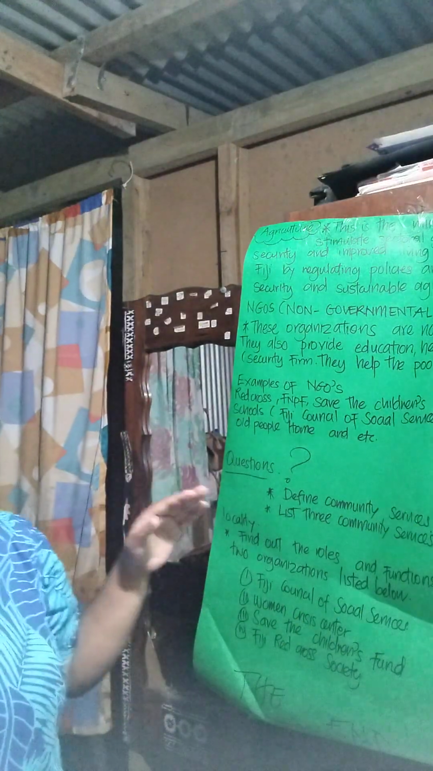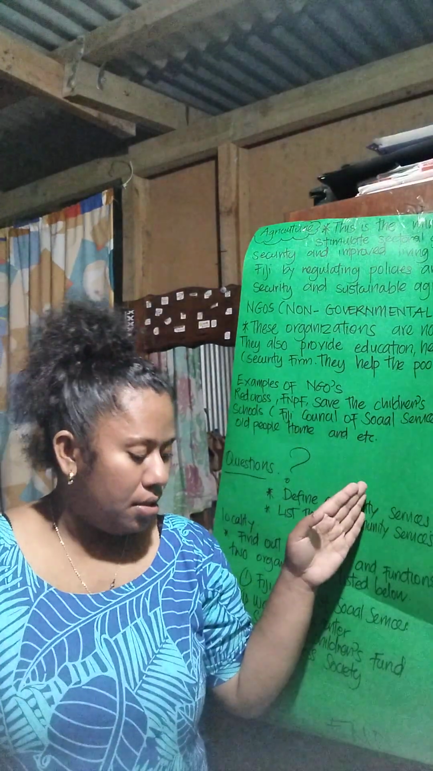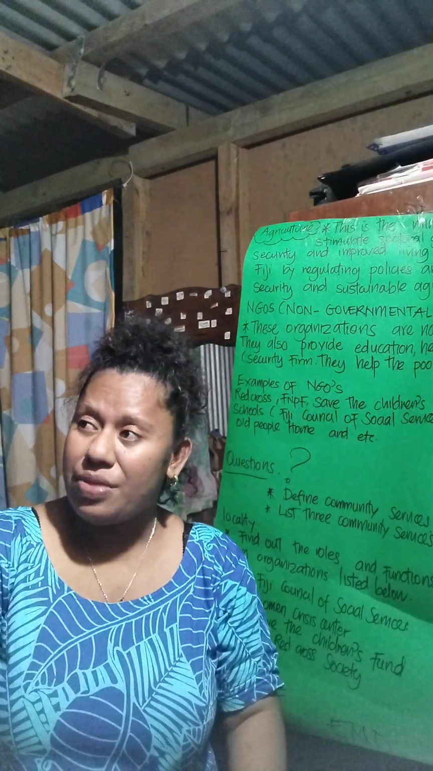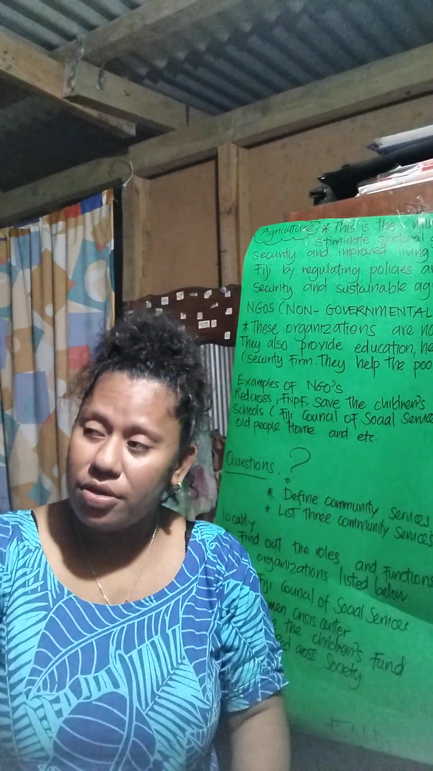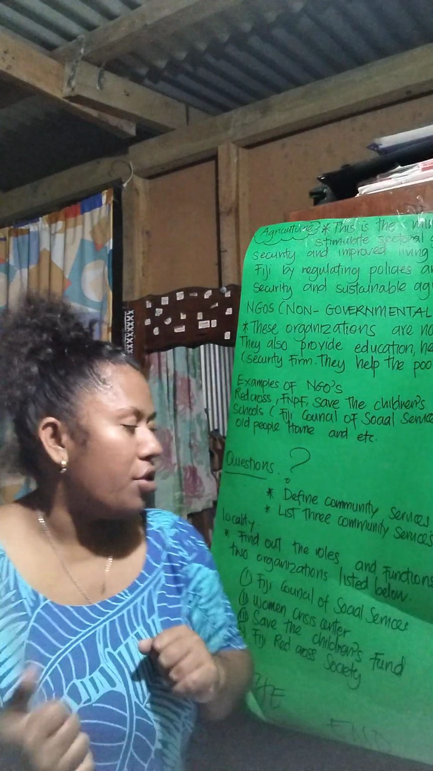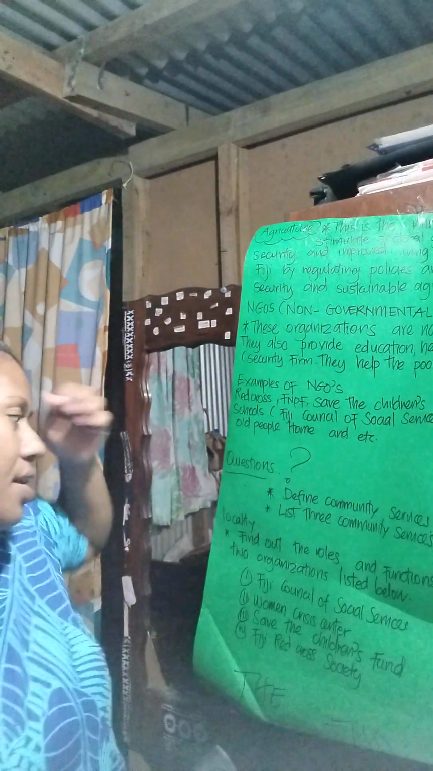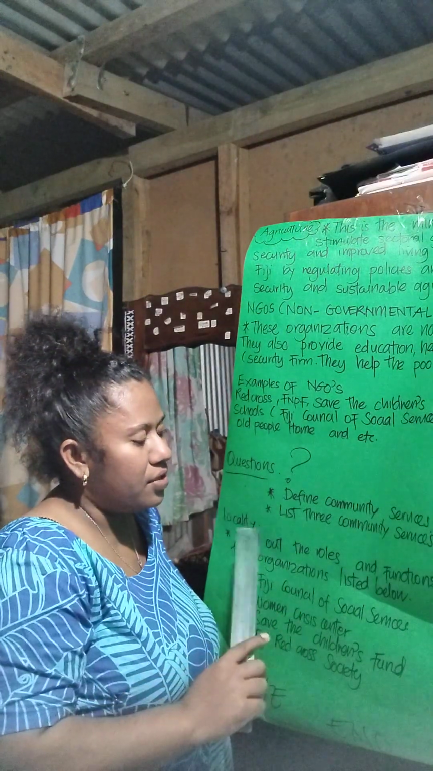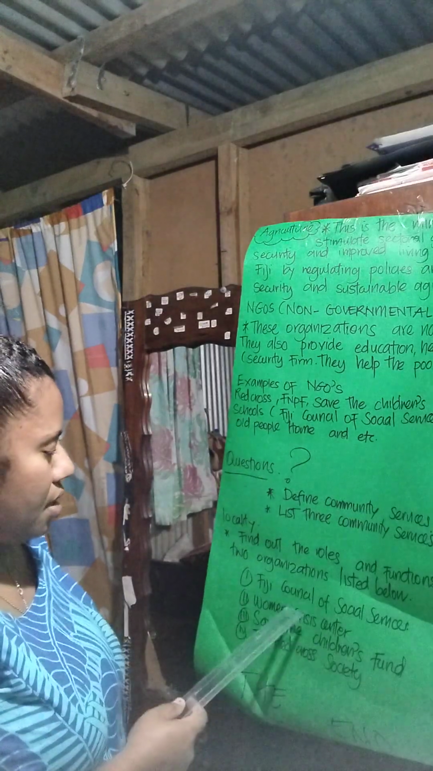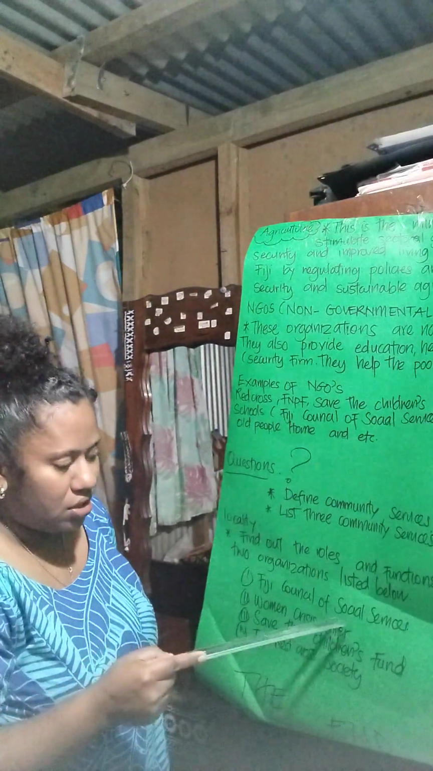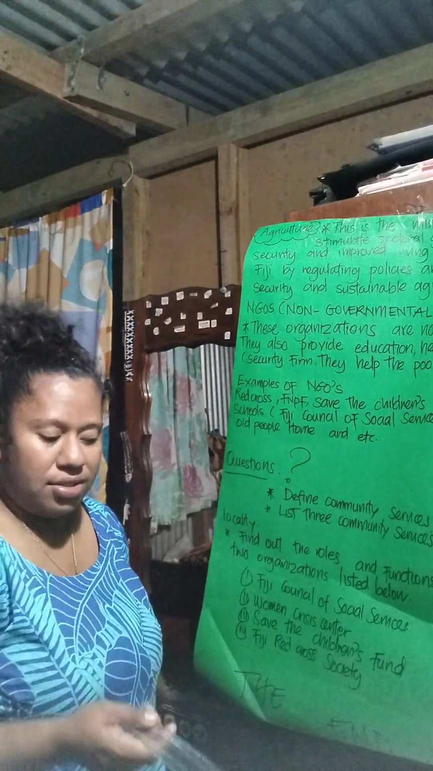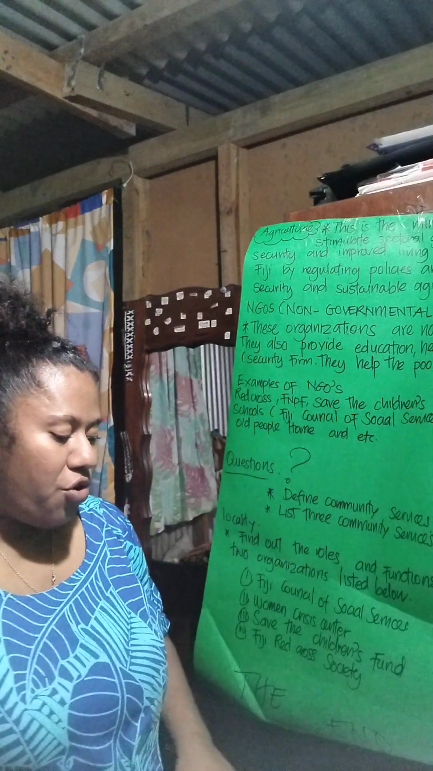Okay, students, I hope that you have learned something today, and I hope that in our next class you will be able to come up with the solutions or answers for the questions that I have given: define community services, list three community services, and the roles and functions of these organizations listed below: the Fiji Council of Social Services, Women Crisis Center, Save the Children's Fund, and the Fiji Red Cross Society. Okay, students, that's for today's class.